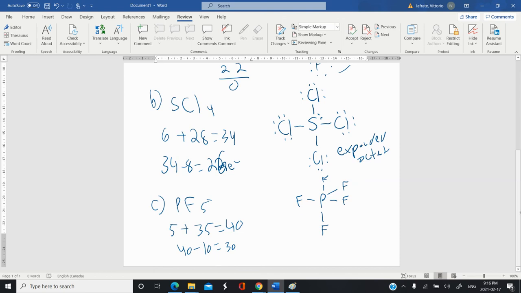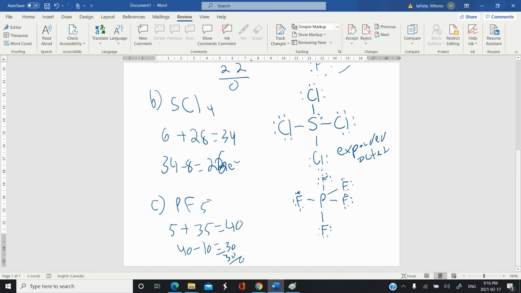So we can start by putting our peripheral atoms first. 1, 2, 3, 4, 5, 6, on each of the five fluorines. And what you may have noticed is that we have put 30 electrons. So there's 0 left to place.